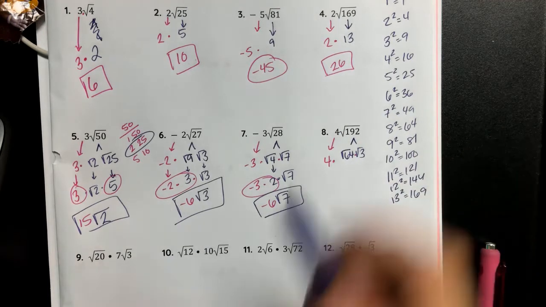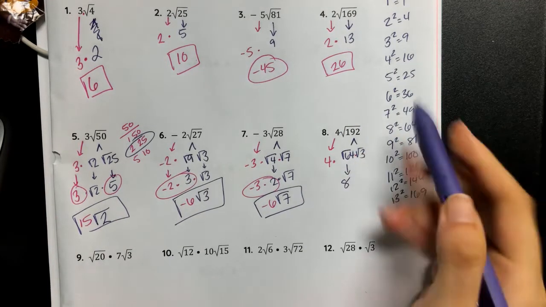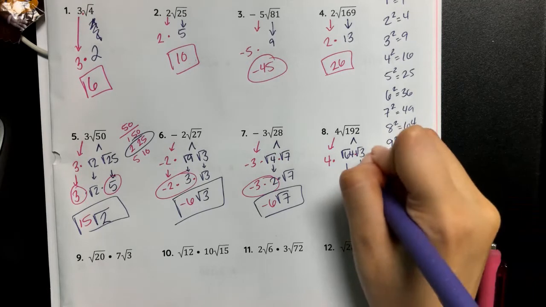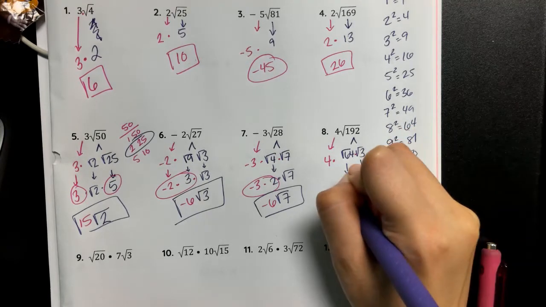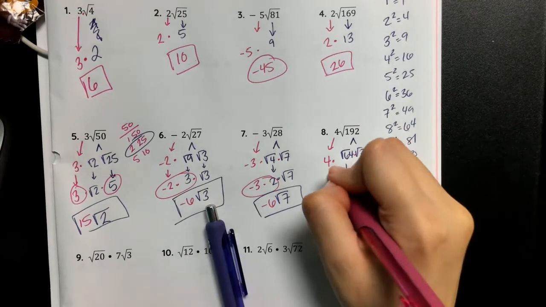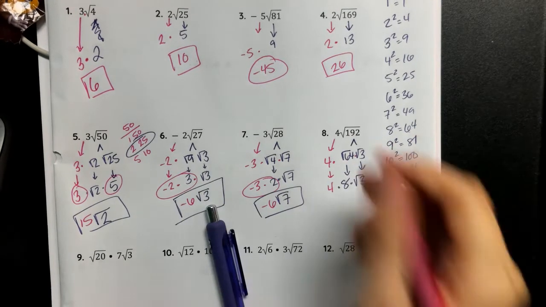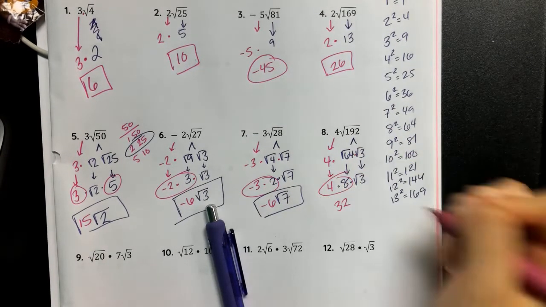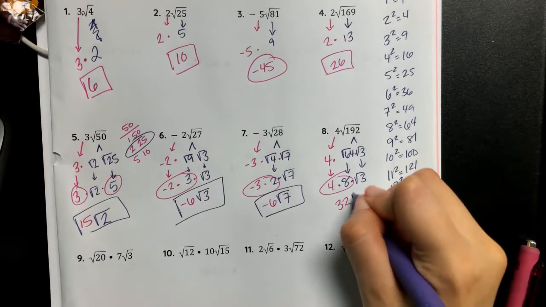Multiply them out. Square root of 64 is 8. Square root 3 stays square root 3. And you bring down the 4. 4 times 8 is 32 square root 3.